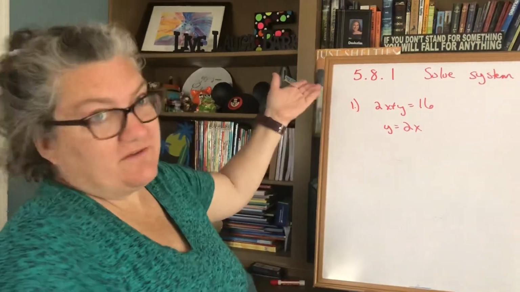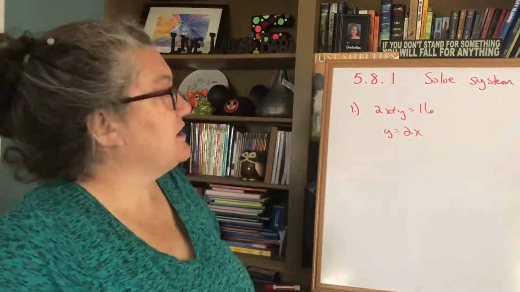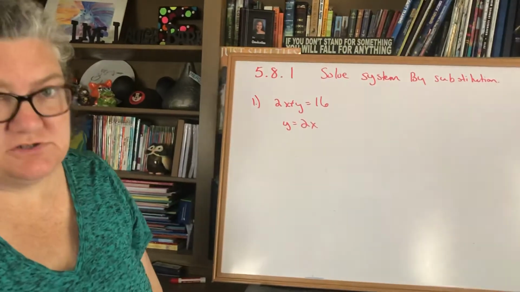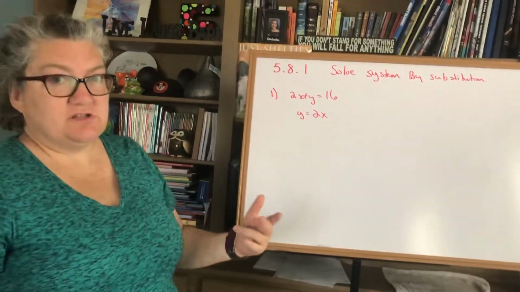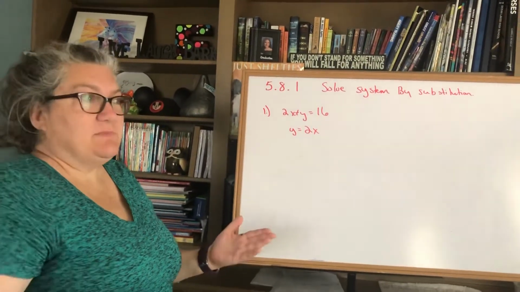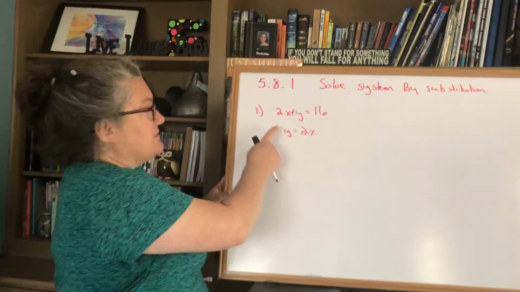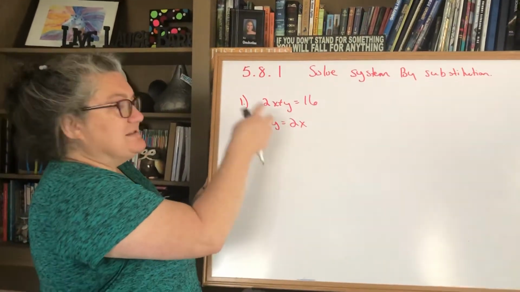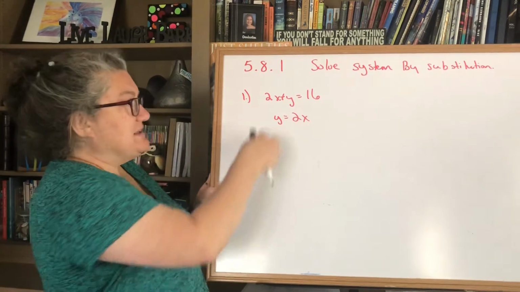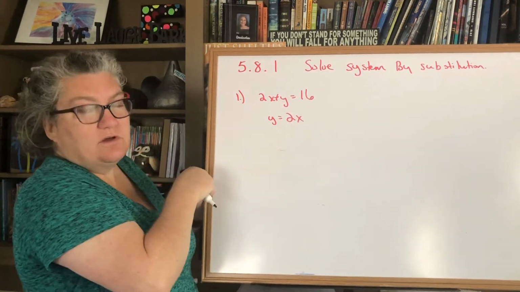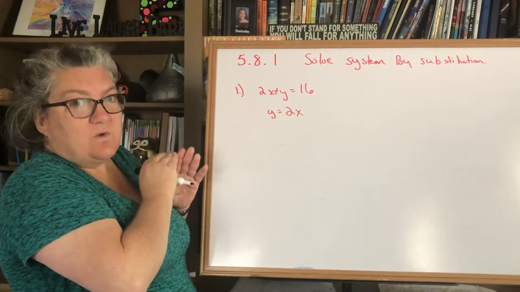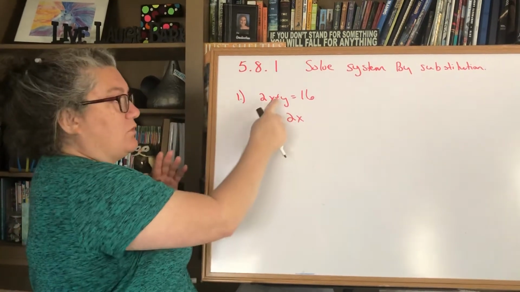Hello, this is 5.8.1 and we're solving systems of linear equations by substitution. Now when we have substitution, that means that they're equal, that they're just being replaced into another one. Because remember that to have a solution to this, that means at some point or points, these two equations are equal. That means the x and y value for that ordered pair will work in both.